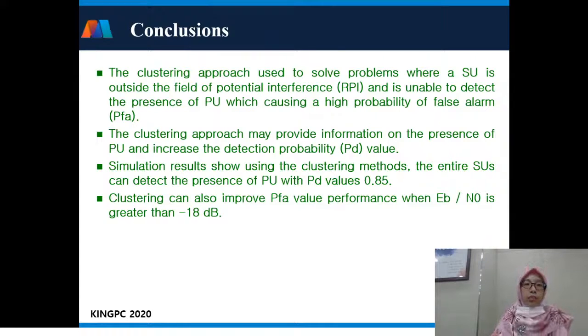And here is the conclusion of our work. First, the clustering approach is used to solve the problem where the secondary user is outside the RPI area and unable to detect the primary users, which causes a high probability of false alarm. The clustering approach may provide information on the presence of primary users and increase the detection probability value. In the simulation result, using the clustering approach, all secondary users can detect the presence of the primary user with a detection probability value around 0.85. And clustering can also improve the false alarm probability performance when EBA null is greater than minus 18 dB.